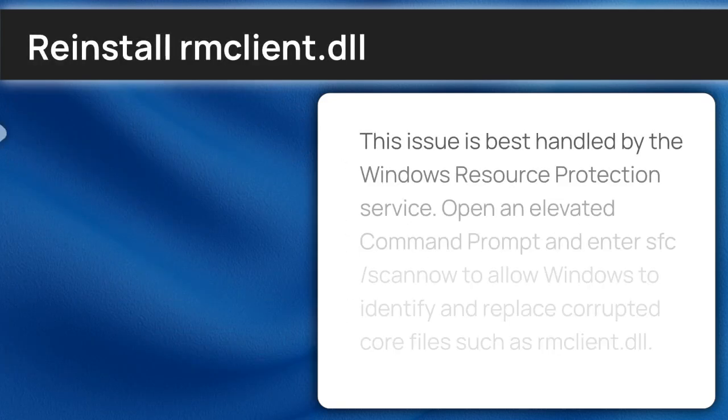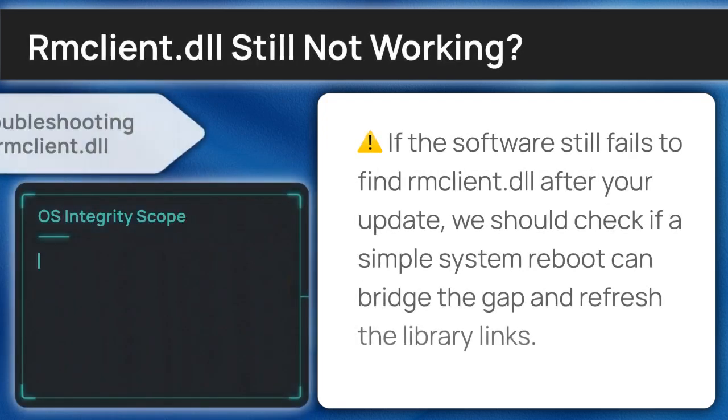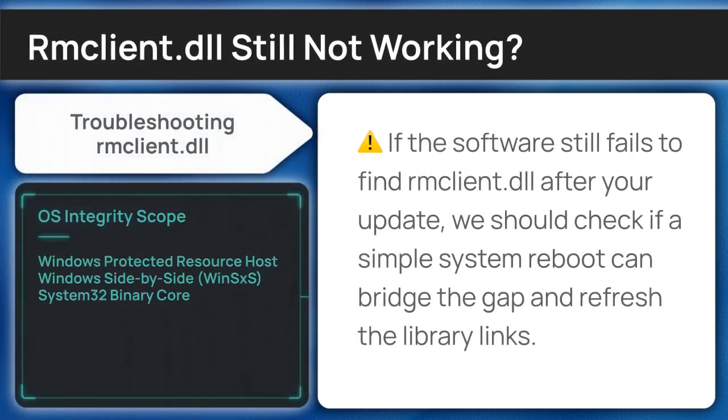This issue is best handled by the Windows Resource Protection Service. Open an elevated command prompt and enter sfc /scannow to allow Windows to identify and replace corrupted core files, such as Rmclient Library DLL. If you're still seeing the missing file notification, we should attempt to force a synchronization between the software and the OS.